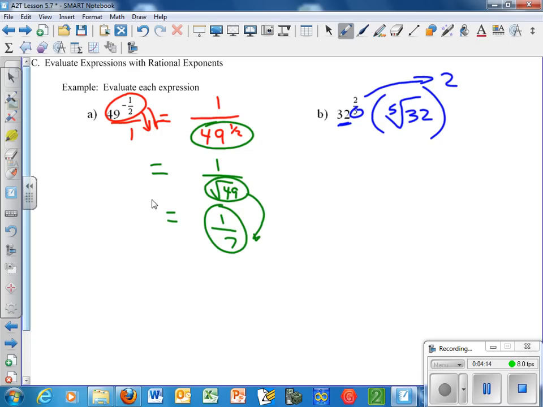The 5th root of 32 is 2. So I really have 2 squared, which is equal to 4. So 32 to the 2/5 is 4.